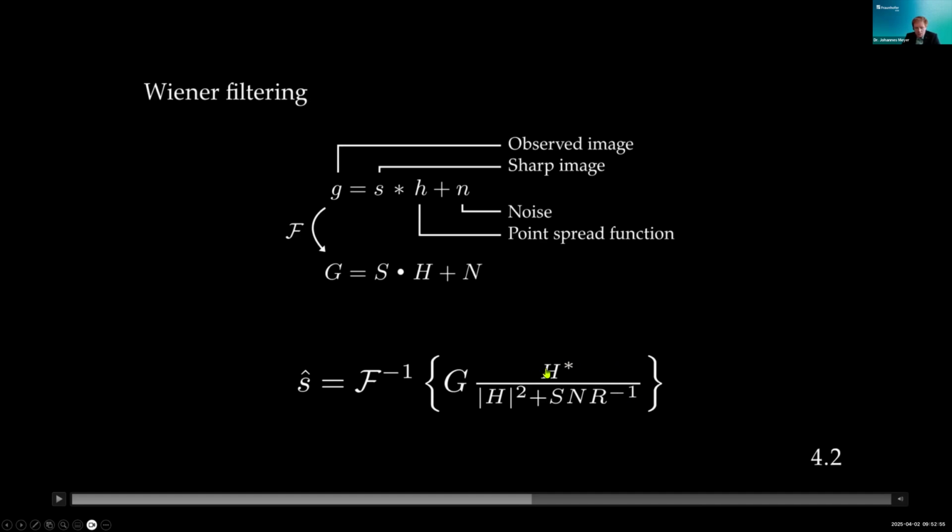We won't go into details, but we can have a look at what we need. We need the Fourier transform of our observation, no problem. We need the Fourier transform of the point spread function. That is also no problem. But then this tiny term down here is really problematic.